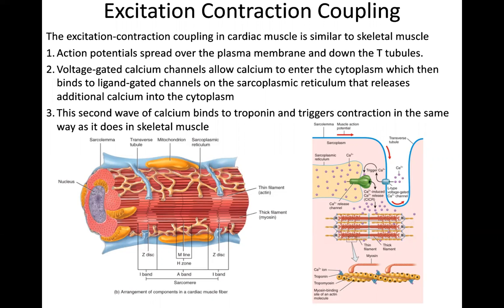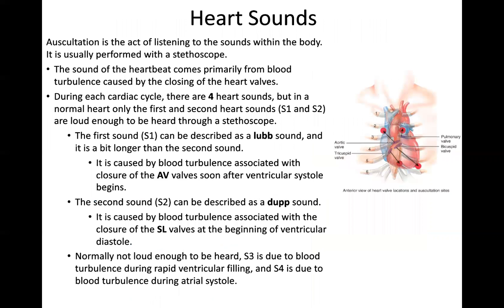So the whole process is exactly the same. Action potentials have to spread over the plasma membrane, down the T-tubules, triggering the release of calcium that enters the cytoplasm, then binds to ligand-gated channels in the sarcoplasmic reticulum, releasing additional calcium into the cytoplasm. That second wave of calcium then binds to troponin, triggers the movement of the tropomyosin so that we can have cross bridges, and so on. I spent a lot of time talking about it the other day. Do I need to really do it all over again? No. So that's as in-depth as I'm going to get with regards to excitation contraction coupling here in the heart lecture.